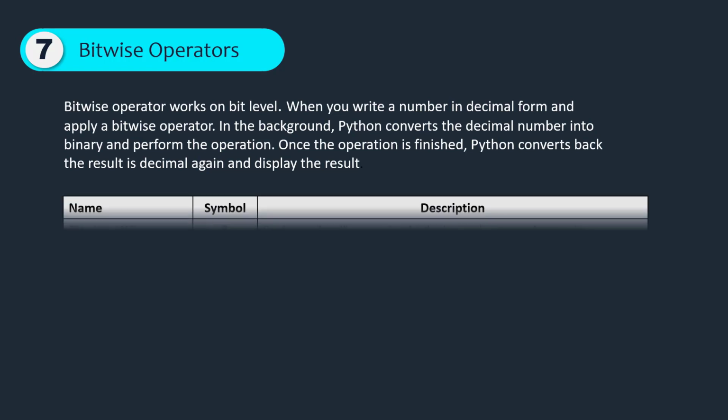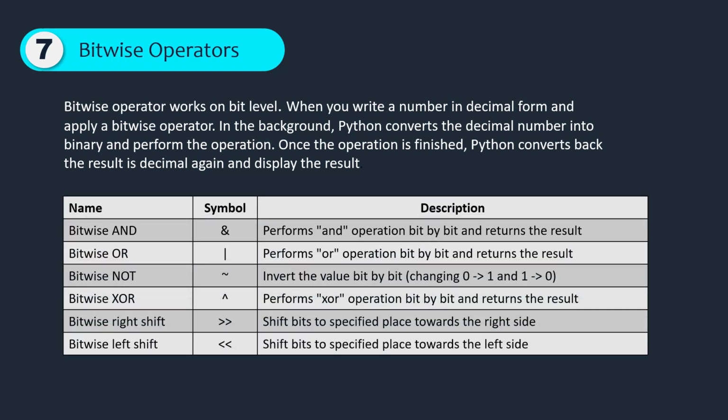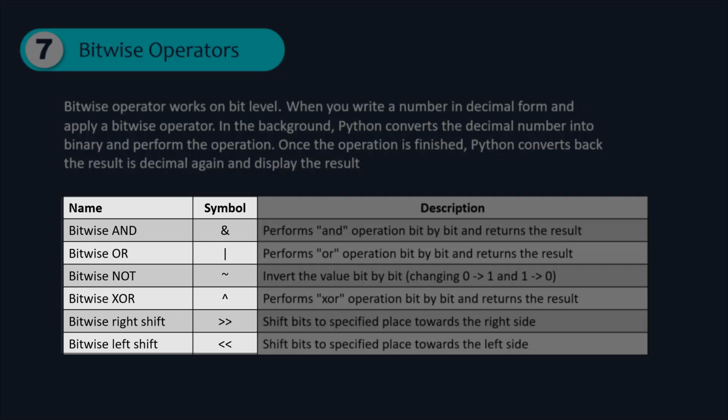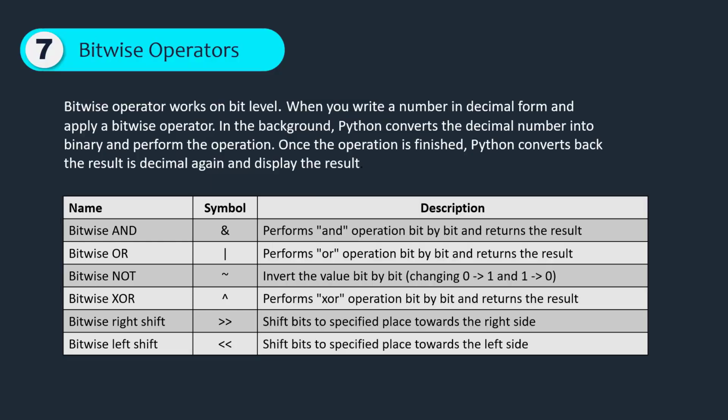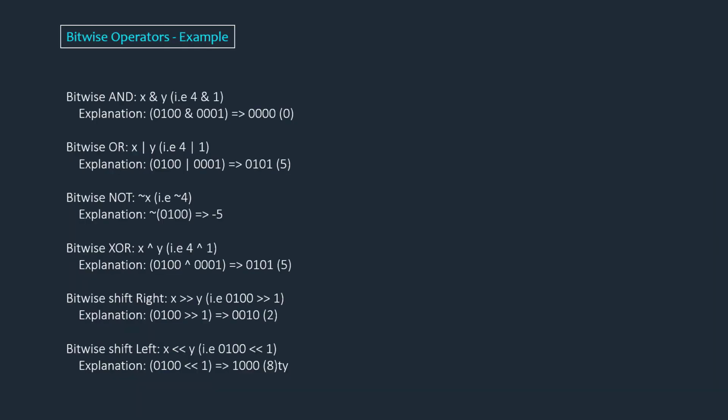So what exactly I mean is, there is this set of symbols: bitwise AND, which is the ampersand, then bitwise OR, which is the straight line, bitwise NOT, bitwise XOR, bitwise right shift, and bitwise left shift. We'll run through examples. It works by converting all the decimal numbers given as operands into bits, meaning binary, then doing the operation and sending back the result.